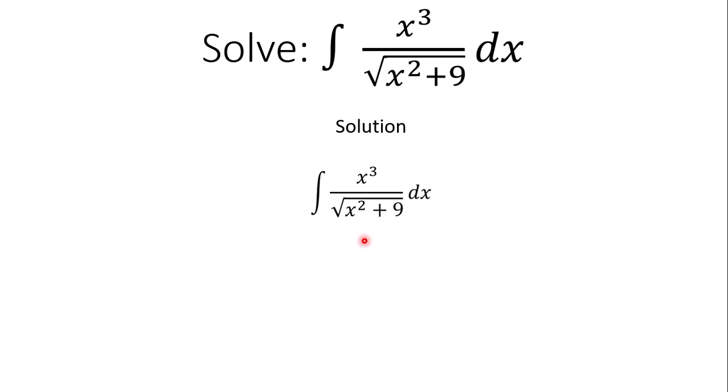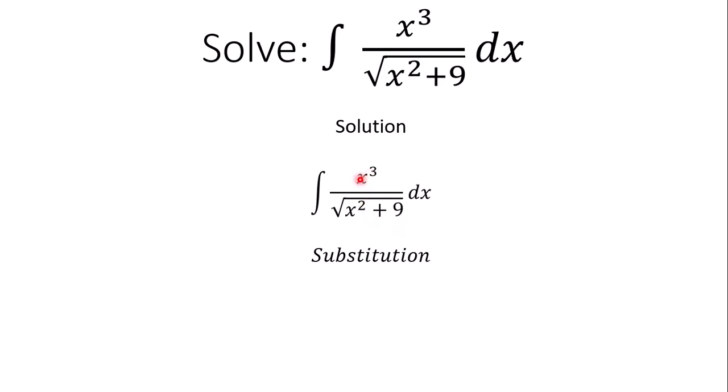Here, what we are going to do is substitution. But are we going to let, let's say, u be equal to this or this one? Well, here we are going to let u be equal to what is in the square root, that is x squared plus 9. We are going to let u be equal to x squared plus 9.